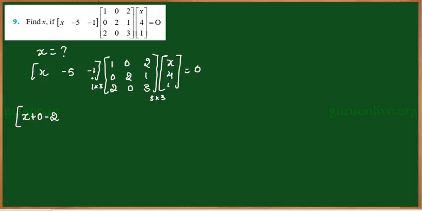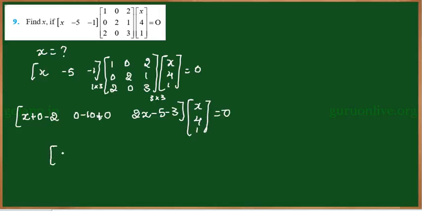Now this row with the second column: x into 0 is 0, minus 5 into 2 is minus 10, minus 1 into 0 is 0. Now this row with the last column: x into 2 is 2x, minus 5 into 1 is minus 5, minus 1 into 3 is minus 3, into the matrix [x, 4, 1] as it is, equal to 0. On simplifying, we get [x - 2, -10, 2x - 8] into the matrix [x, 4, 1] equal to 0.